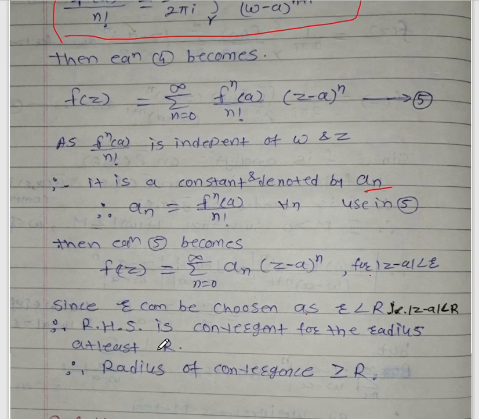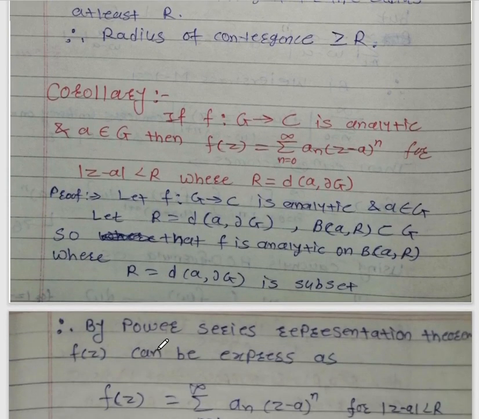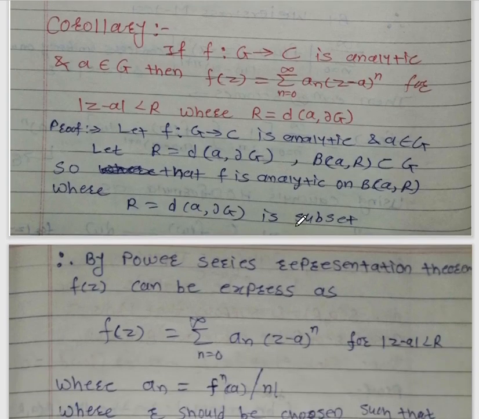Okay, so now we will see the corollary. This corollary depends on the above theorem. What is the corollary? If f from G to C is analytic and a belongs to G, then f of z equals summation n equals 0 to infinity a n (z minus a) to the power n for mod z minus a less than r, where r equals the distance of a from del G. So we can prove this using the above theorem.